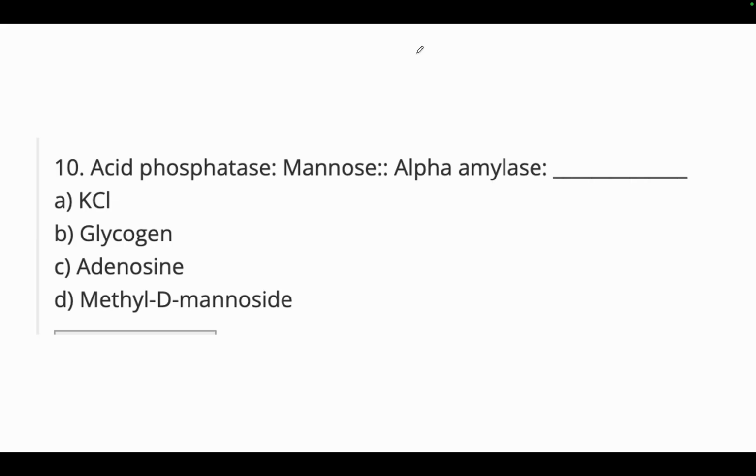Just some more questions. Acid phosphatase is to mannose as alpha amylase is to dash. Mannose is a substrate of acid phosphatase that can be used in affinity purification. Similarly, for alpha amylase, the substrate that can be used is glycogen. Glycogen is the substrate that can be used for affinity.